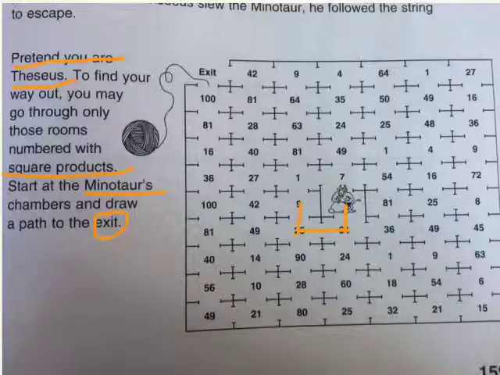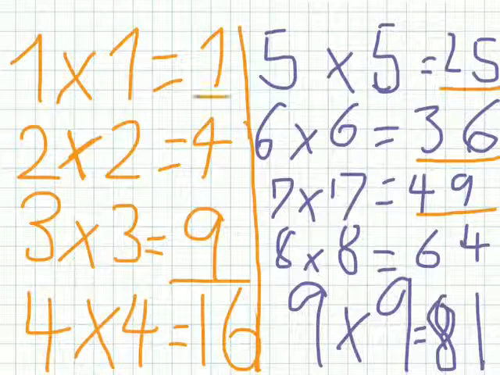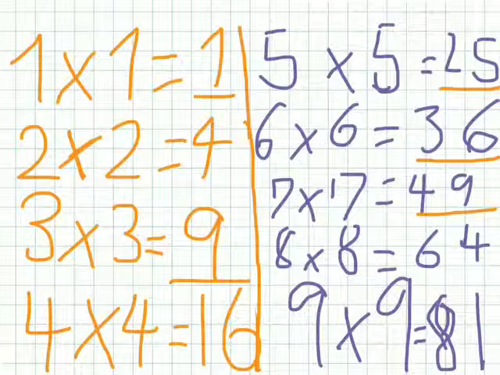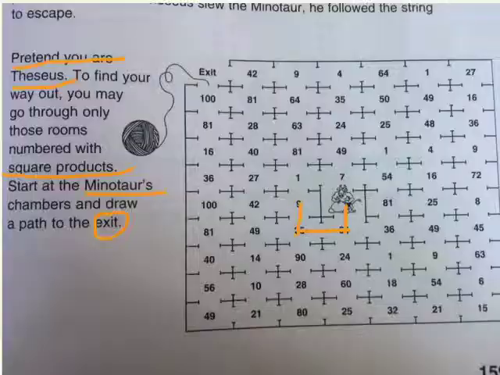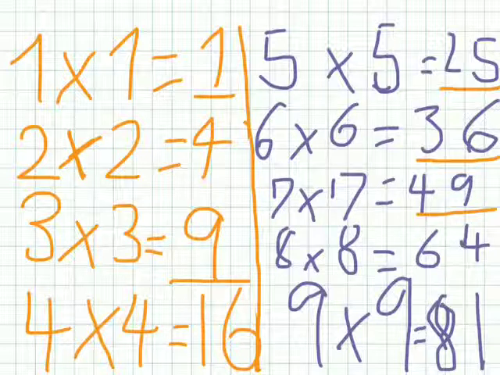So let's check out if there's 42 or 1. Oh, there's 1. But there's no 42. So let's go to 1. Now we can go to 27 or 81 or 7. So let's check out. Well, is there 27? No.